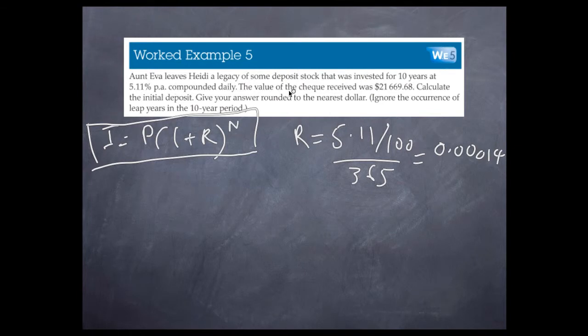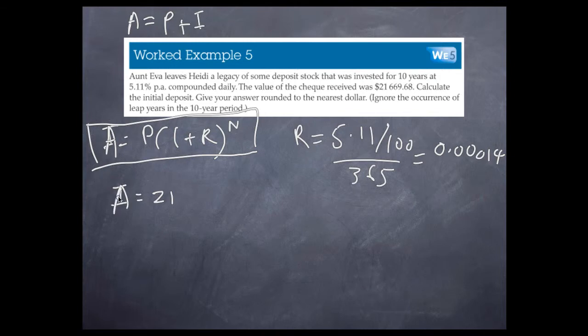And the value of the check received was this much. So basically they're giving you the compounded amount at the end of its 10-year term. They're giving you the final calculated amount. Sorry, it's amount, right? So it should be amount, not interest, because the amount is actually equal to the principal plus interest. Sorry for that silly mistake.